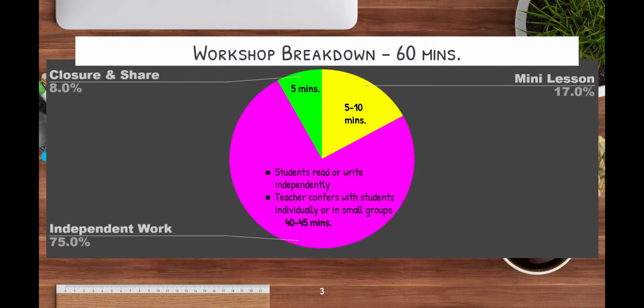Here is our workshop breakdown. This is the breakdown for students at home to follow, as well as our students in person. We spend about 5 to 10 minutes on a mini lesson, followed by 40 to 45 minutes of students working independently in reading or writing, while the teacher goes around and checks in with students via their documents or one-on-one conferring. And then we have about a 5-minute wrap-up time where we review what we did and students share out some highlights from their work.